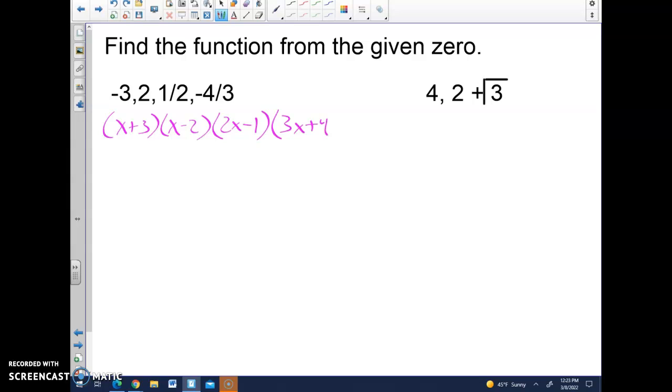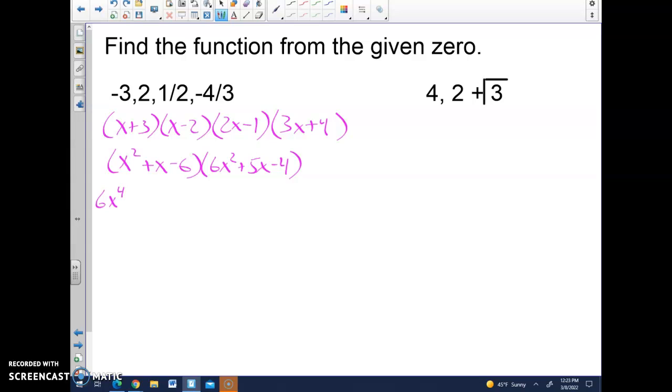And 3x plus 4. And we're just FOILing the first two and the second two. 6x squared plus 8x minus 3x, so that's plus 5x minus 4. And then we're taking the first term and going through all three terms of the second parenthesis, second term through all three terms, third term through all three terms.